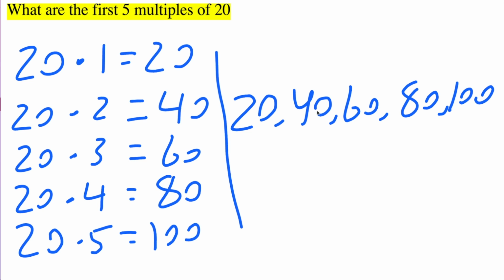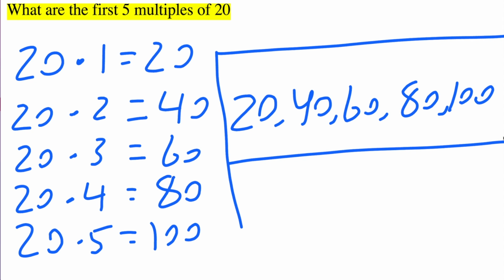We can keep on going. If the problem asks for the first 10, then you get 120, 140, 160, 180, 200. But this question was only asking for the first 5. And that's pretty much it regarding factors and multiples.